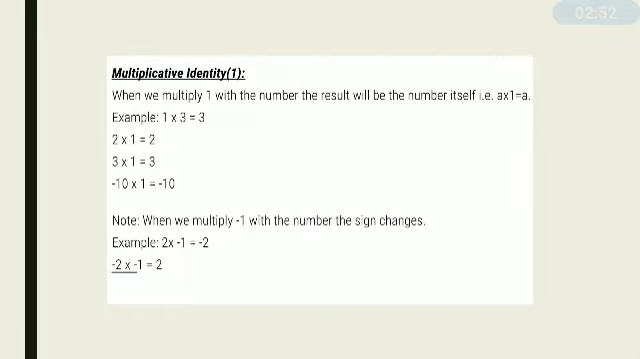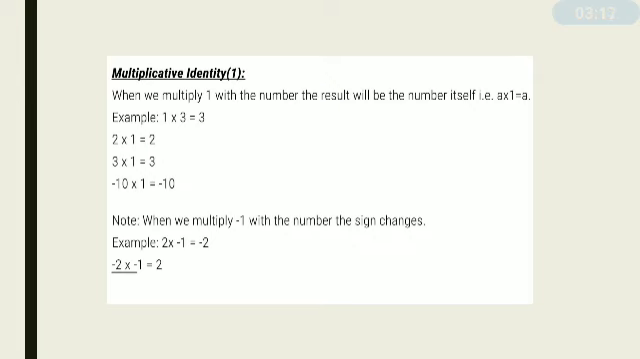Now the multiplicative identity. The multiplicative identity under integers is 1, because if you multiply any integer with 1, you will get the same answer. So the examples are given as such. So 1 in multiplication with 3 will give you 3. 2 multiplied by 1 will give you 2. 3 multiplied by 1 will give you 3. Negative 10 multiplied by 1 will give you negative 10.